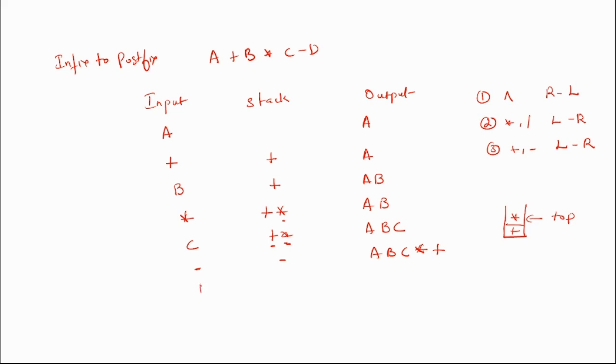Then you encounter D, the last token. D is not an operator, therefore the output is A, B, C, star, plus, and then comes D. After this we have evaluated all the tokens in the expression. The only operator left is the minus operator, therefore we insert it here. This is our final postfix expression. You can see from the previous video that the direct method and the method using a stack give the same answer, right?